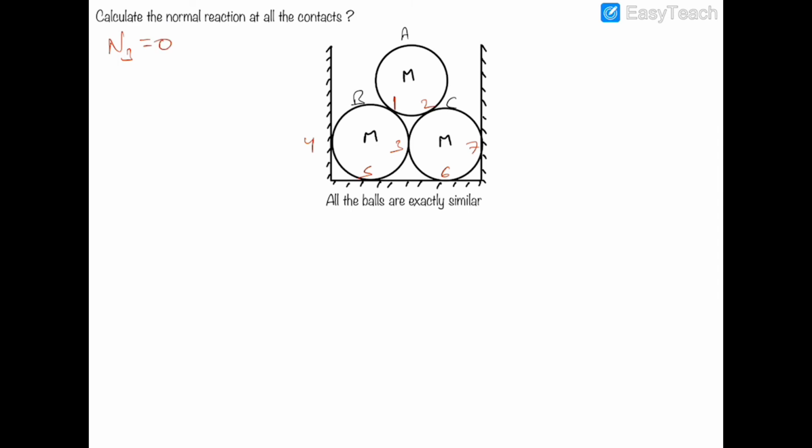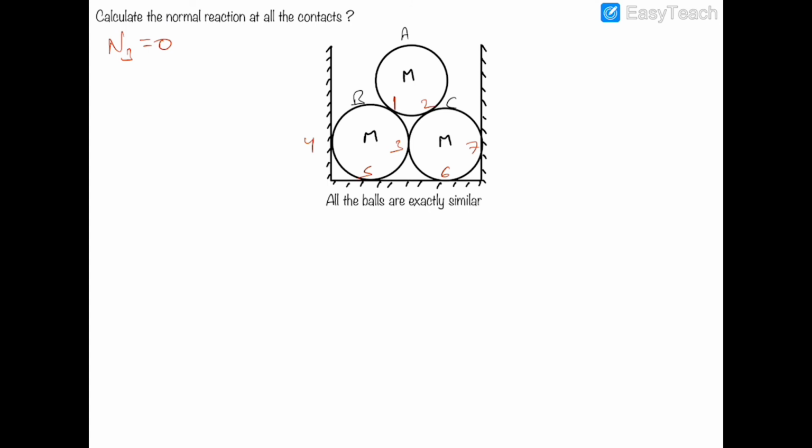There will be no normal reaction N3, because for a normal reaction to act, it is necessary that the objects or the surfaces should push or press each other. A normal reaction does not only need the contact, it needs the pressing or pushing as well. So there is no pressing or pushing at contact number 3. So there would be no normal reaction at that contact between B and C.